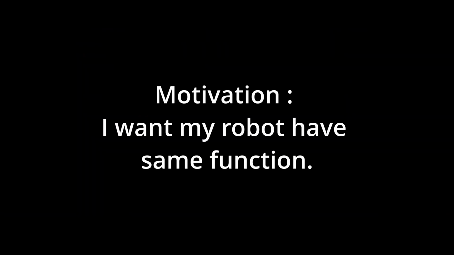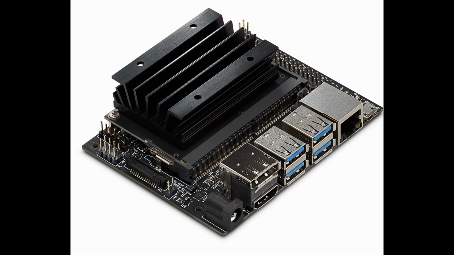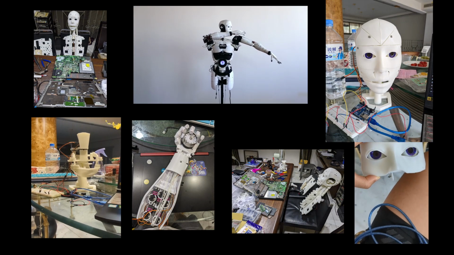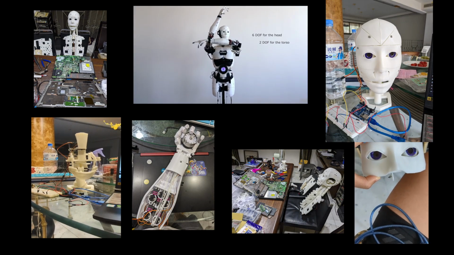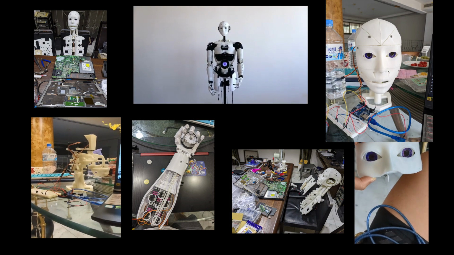I want my robot to have the same function. My idea is that the machine sees my facial expression and emotion and does something according to my emotion. The hardware I use is a Jetson Nano, a CSI camera, and a speaker.